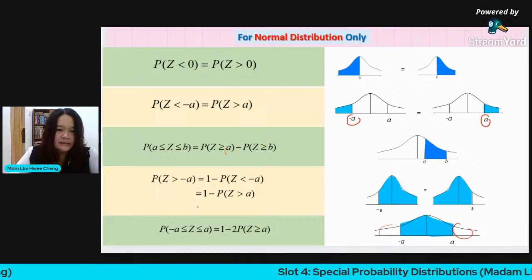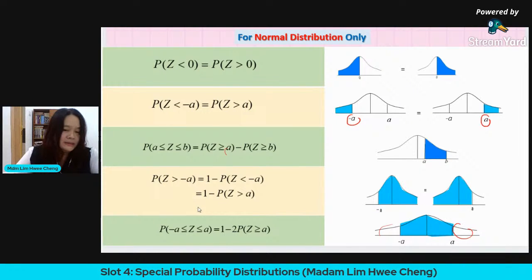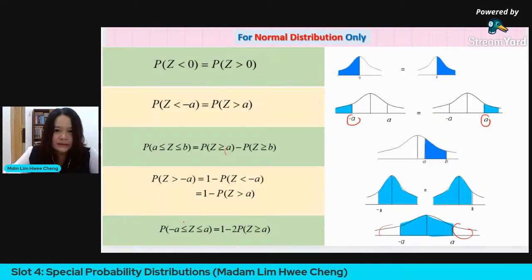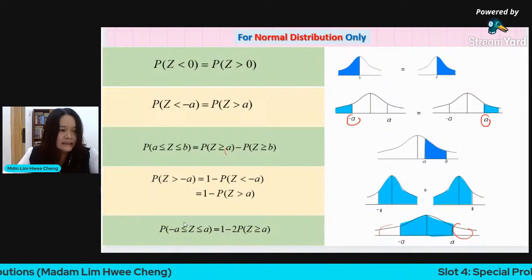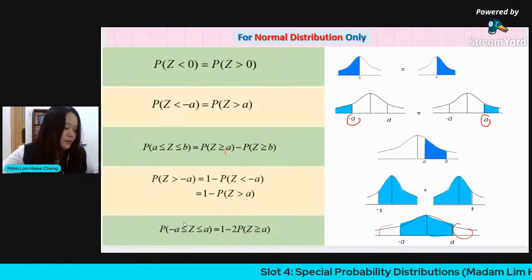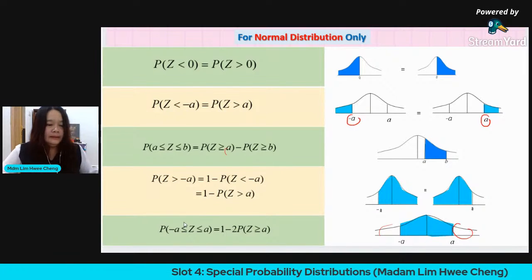Basically this is what we have done in chapter 10, and this one is related to chapter 9 also. You have to refer back. The normal distribution is a continuous distribution, so there are no equal signs for the probability.